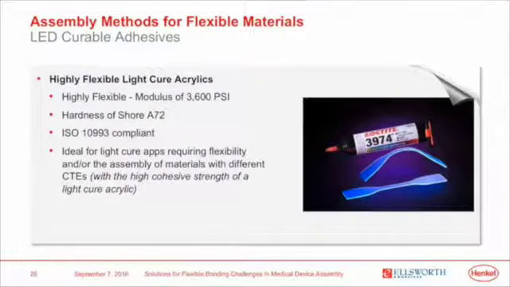Some of the technical specifications on the highly flexible light cure acrylic: again, a very low modulus of about 3,600 psi, and a Shore A of 72. It is ISO 10993 compliant for medical device assembly. It's targeted for light cure applications where a high degree of flexibility is needed, or where different materials with different CTEs, or coefficients of thermal expansion, are used. The image on the right side shows not only the fluorescence of the adhesive in the cured state with that little dog bone, but also the extreme flexibility, with the dog bone being bent into a 90-degree angle.